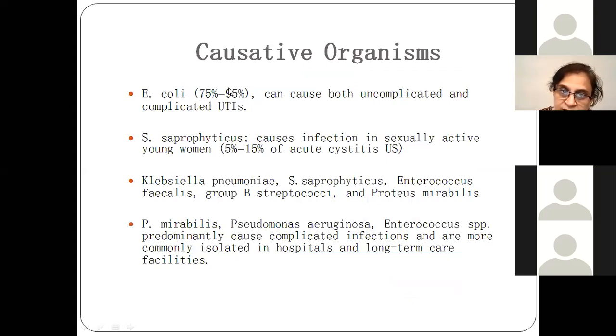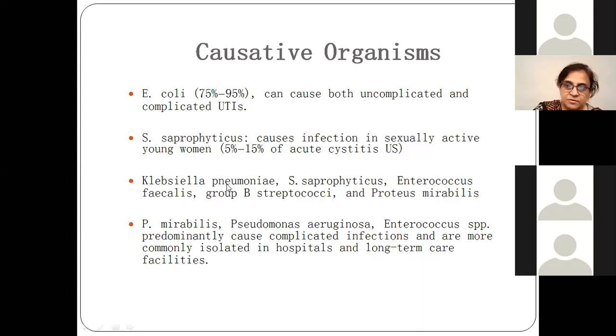E. coli causes 75 to 95% of both uncomplicated and complicated UTIs. So this is the most common organism. Then there's Staph saprophyticus, which causes infections in sexually active women, 5-15%. Because E. coli is in all types, in men, women, in complicated, uncomplicated. E. coli is the most common organism, but saprophyticus is common in sexually active women. Then all the other organisms can all cause infection.